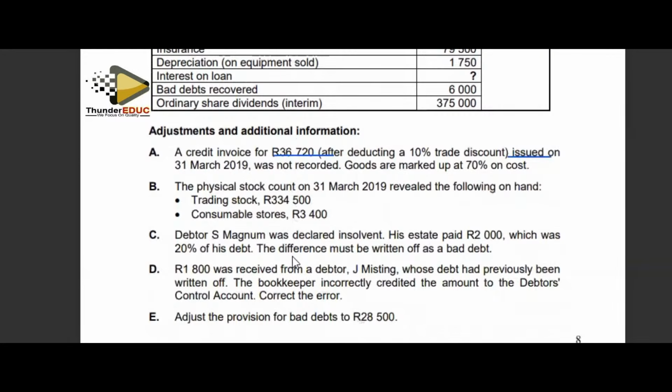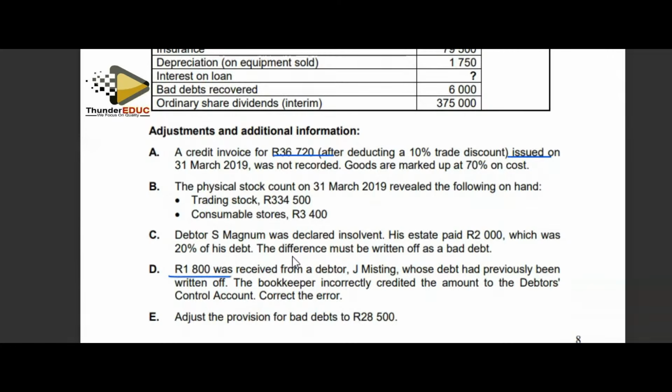A correct invoice of that was that. A debtor of that was declared what? Insolvent. So 1,000 was received from a debtor, J. Listing, whose debt had previously been written off. The bookkeeper incorrectly credited the amount to the debtor's control account. Please correct the error. So there is another debtor here. That's why I said it is important: please never finalize any calculation in the answer book before checking additional information.